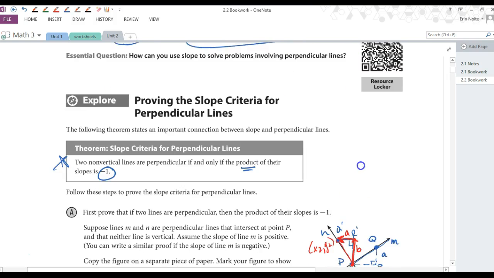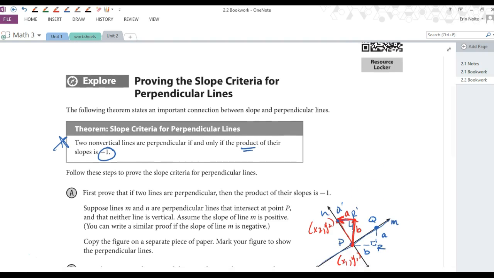Okay, so I'm not going to go through all of this text. I'm going to pull out the important pieces for you so we can make this a little bit simpler. The first theorem, which I have starred for you, says that two non-vertical lines are perpendicular if and only if the product of their slopes is -1. If I say the word product, I hope you are thinking, oh, I multiply. So if I multiply two slopes together, they will equal -1, and that tells me they are perpendicular lines.